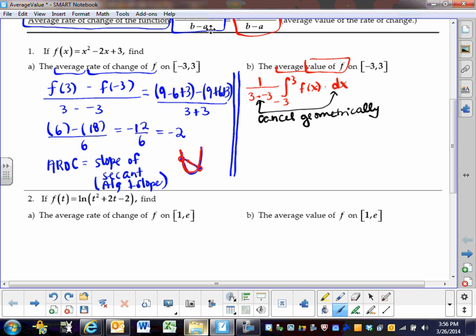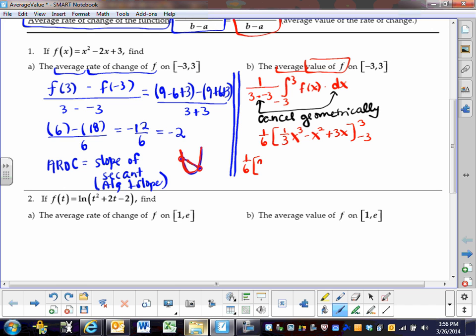So we're going to end up with 1/6, the antiderivative of f, which is 1/3 x cubed minus x squared plus 3x from negative 3 to 3. So that's 1/6.